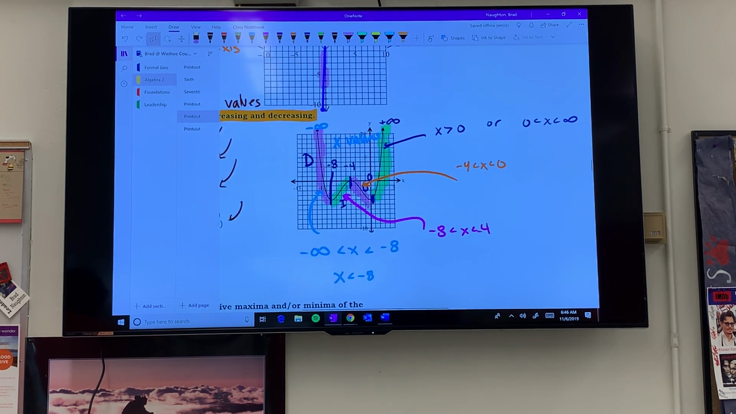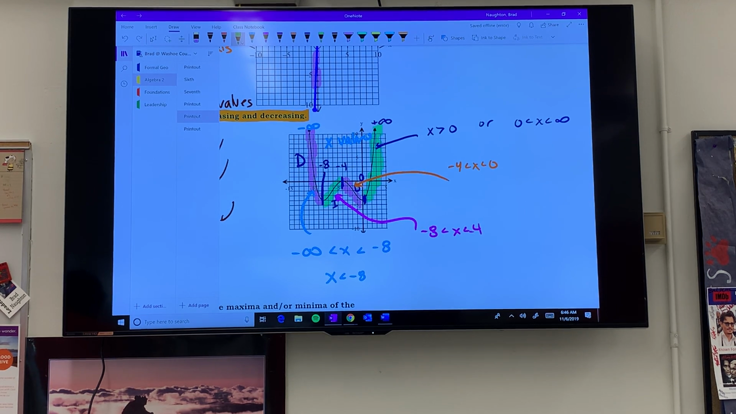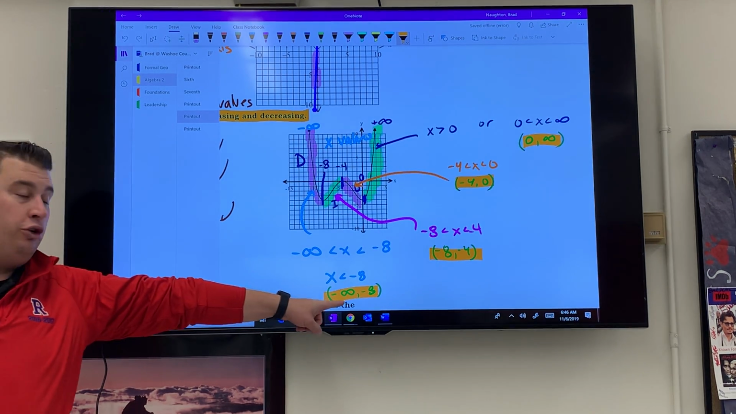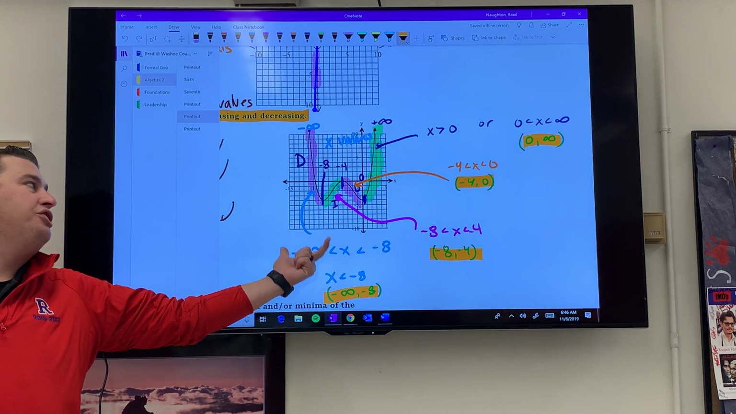So how do we write these in our interval notation as a little review? This is going to be from -infinity to -8. This right here is -8 to -4. This is going to be -4 to 0. And then this is 0 to infinity. Now I notice all these, ladies and gentlemen, they look like points, but that's our interval notation.